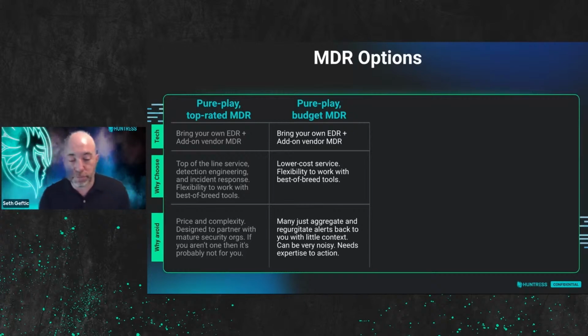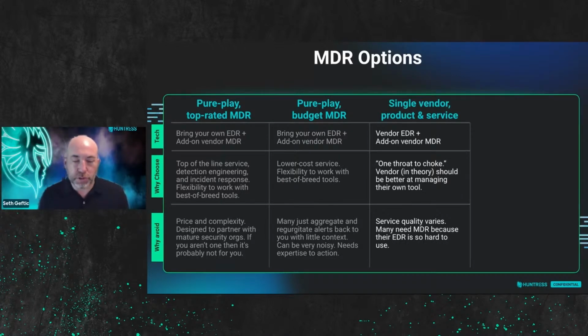So they're noisy, they don't provide a lot of context. And if you don't have that expertise in-house, they're really hard to action the recommendations that are coming out of there. There is obviously a range between the top rated MDRs and the budget MDRs. There's probably a lot of decent middle ground ones. But some are going to push more to the budget side. Some are going to move towards the top rated side. There's probably 3 or 4 really good ones that are in between there as well.